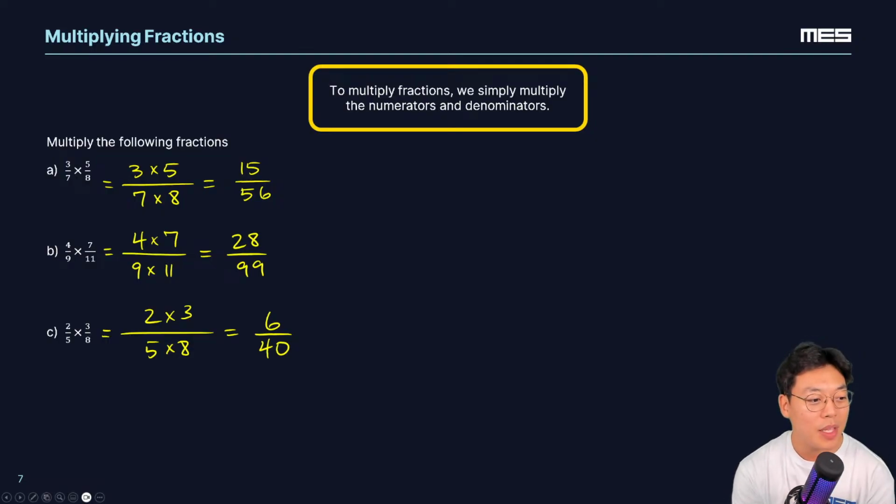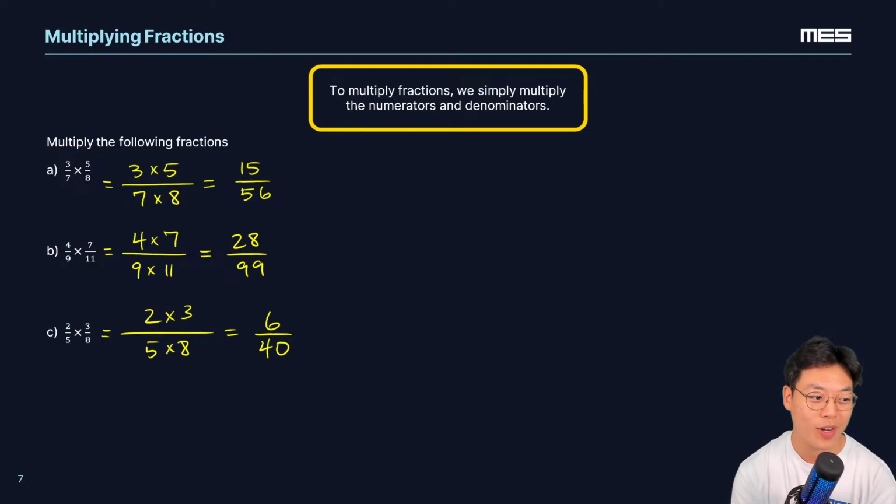Anyone notice something we can do for this one? To completely simplify, we have 6 over 40. In a lot of schools, your teacher may mark this one as incorrect because you haven't fully simplified this fraction. What more can we do with this fraction?